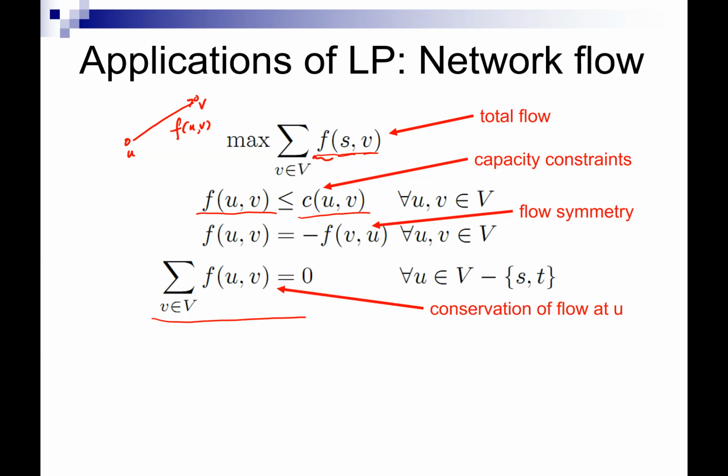Maybe I should label these. So we have the flow conservation requirement, which is saying that if you add up all of the flow that is coming into U and also going out of U, then this has to add up to 0. And this is true for all vertices except for the source node and the sink node.